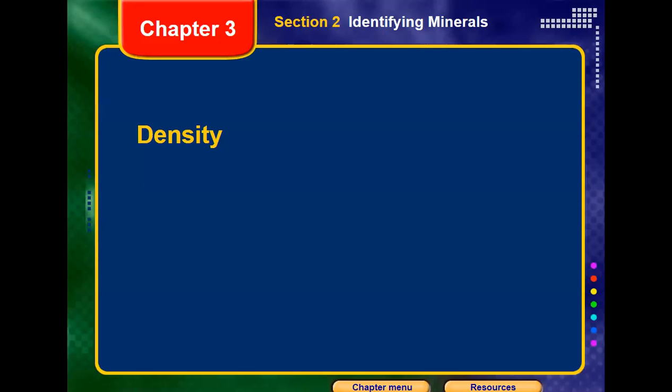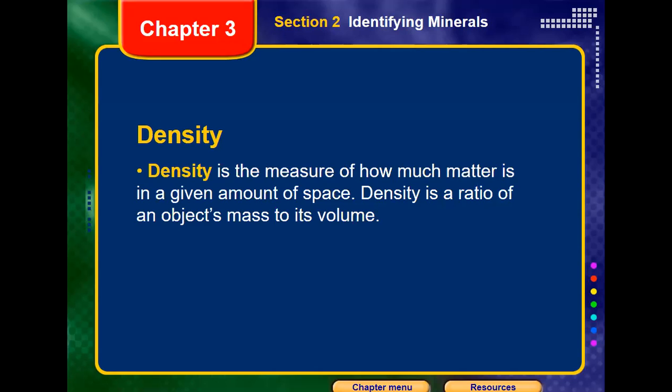The other property we have is density. We know density from before. Density is the relation between mass and volume, or the amount of matter in a certain volume. Simply, density equals mass over volume. So the measure of how much matter is found in a certain volume or amount of space, we call density.